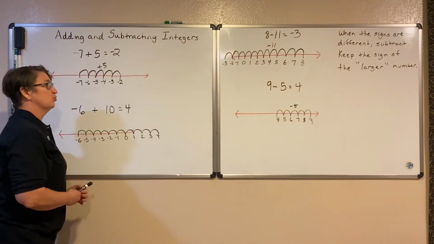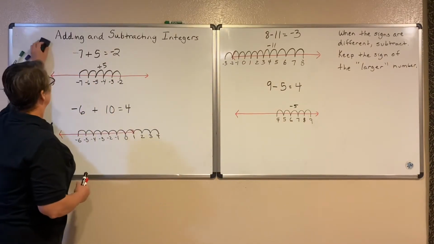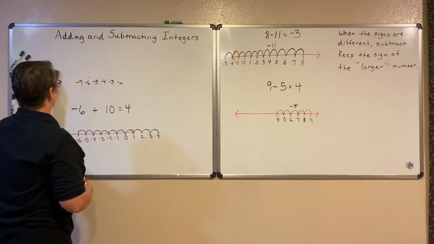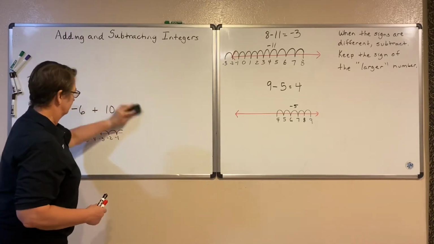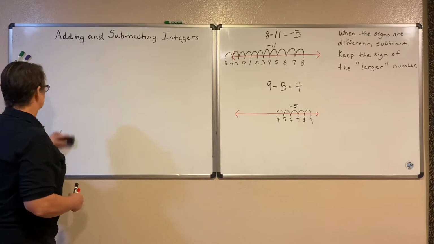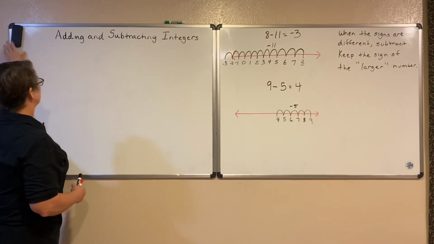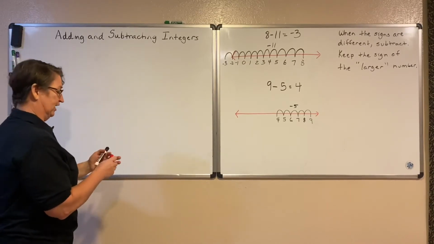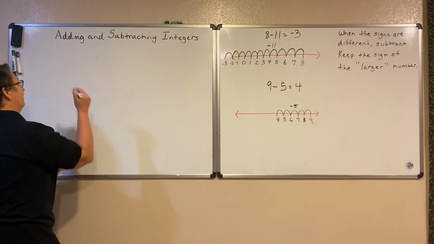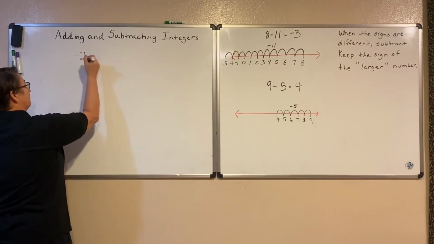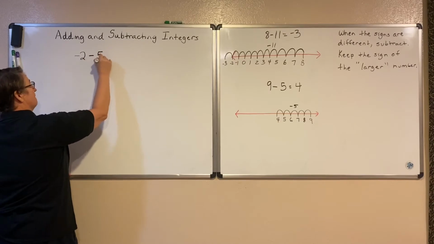Well, what happens when the signs aren't different? What happens if the signs are the same? So let's look at that. And again, I'm just going to use the number line. You can just use the number line over and over and over again until you get really, really good at it. And that's okay. So take, for example, a negative 2 minus 5.